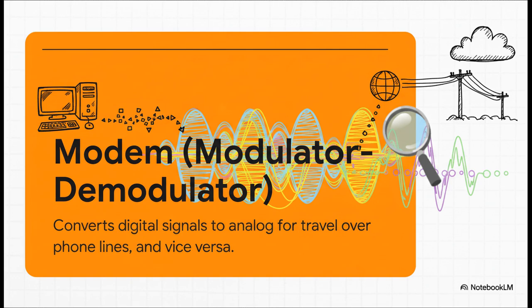So your computer speaks a digital language, all ones and zeros. But the internet infrastructure that comes into your house, like a cable line, often speaks in analog signals. Think waves. The modem's job is to sit in the middle and translate. It modulates the digital signal into analog to send it out, and then demodulates the incoming analog signal back into digital that your computer can understand.